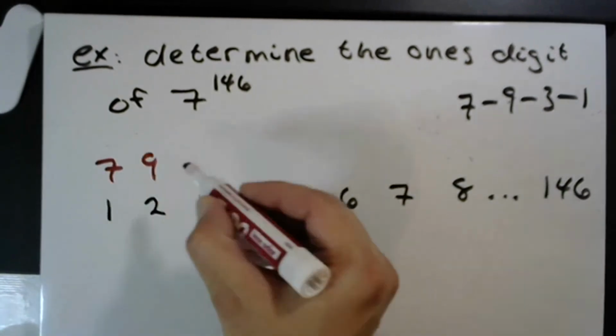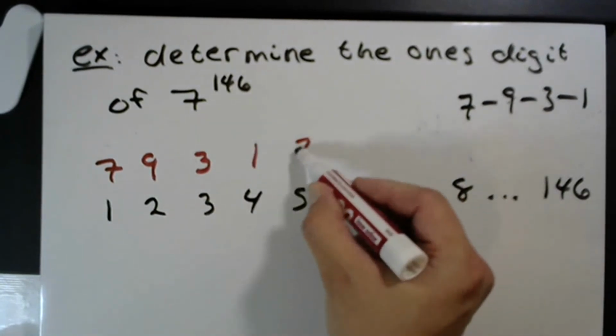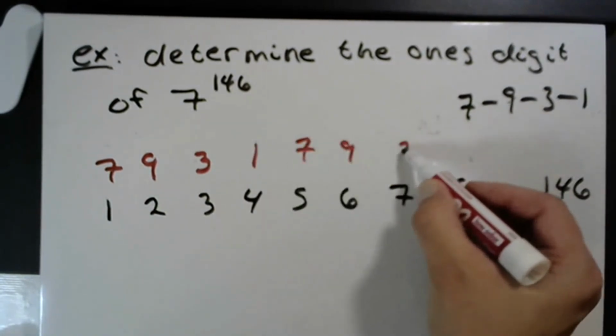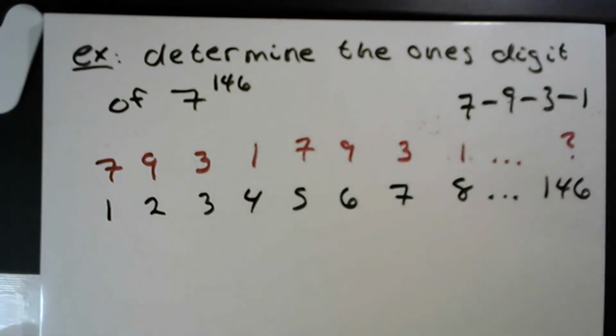7, 9, 3, 1. These are the ones digits. We start again, 7, 9, 3, 1. And then we're going to keep going. And what's going to be the one digit for 1, 4, 6? Well, here's the idea.